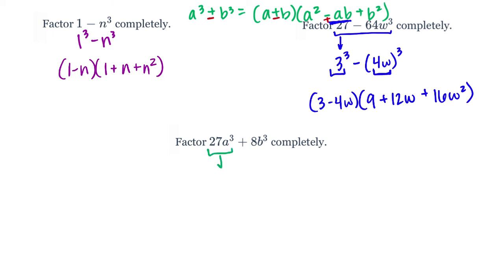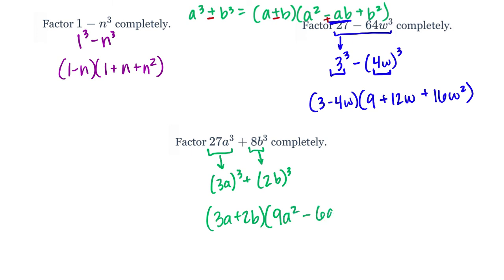Okay, this would be 3 and a that are cubed, and this would be 2 and b that are cubed. So I'd have 3a plus 2b, and then I would square that, and then I would multiply them together, and then I would square my second term.